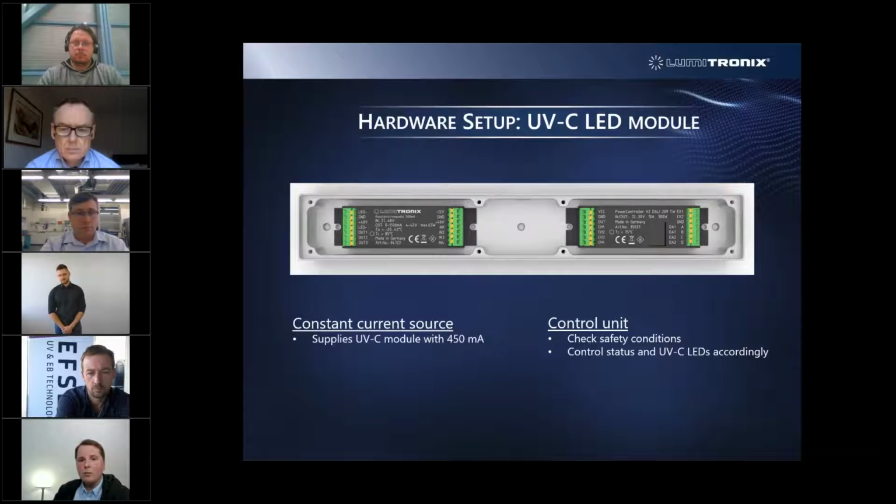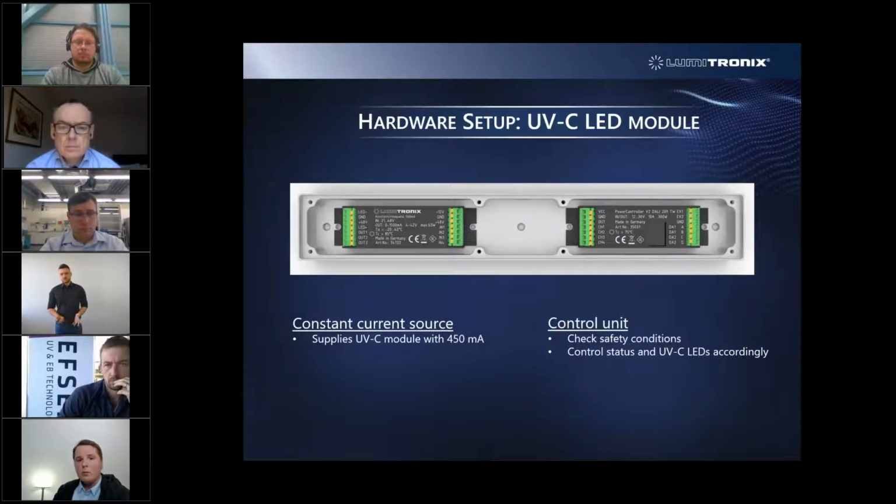added 2 devices there. One is the constant current source that supplies the UVC modules with a constant current of 450 milliamps. And the other one is the control unit, our power controller version 2, where we process all of the input signals, so the motion sensor signals and also the button signals are processed here. And according to these signals, we control the status and UVC LEDs.